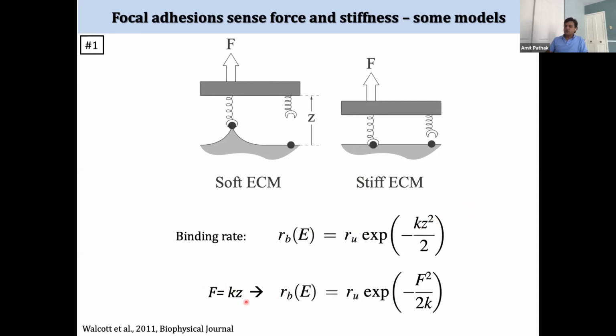And if you just do a simple force balance, K is the spring constant of this bond, and you plug into the same equation, you can get a force relationship. Binding rate related to force. Higher force will lead to higher binding. The higher spring constant will lead to higher binding because this is the denominator and the negative sign here. And you can look at how this one equation leads to a dependence of focal adhesion size with respect to ECM stiffness in this paper. But this is the basic concept.